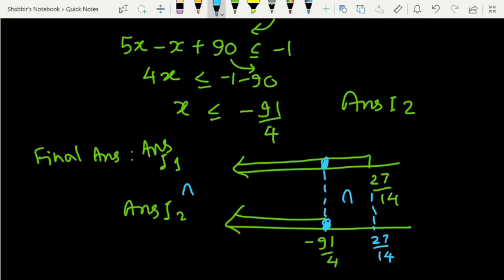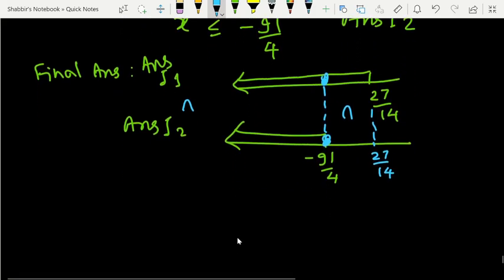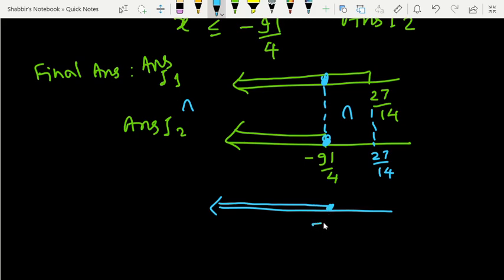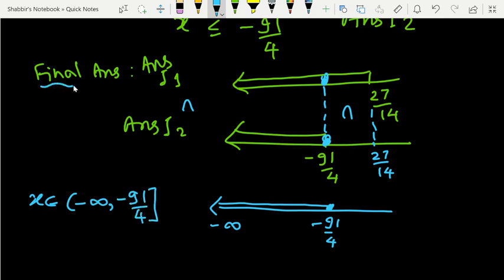what, guys? So the intersection would be what, guys? The intersection would be minus infinity to, yes, intersection would be minus infinity to minus 91 by 4. x belongs to minus infinity to minus 91 by 4, guys. That is the final answer.